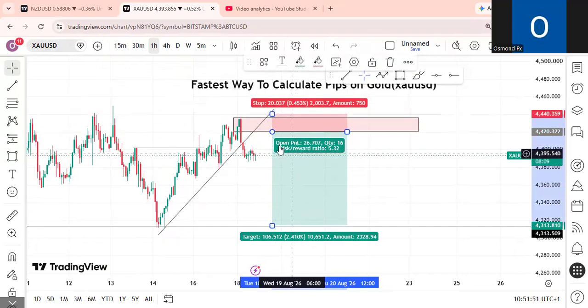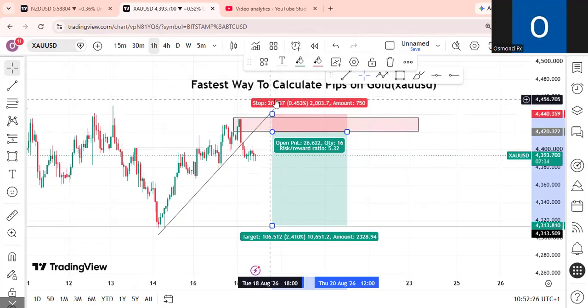Okay. Then looking at this area now, you can see this up area here. You can see this 20.037. Now, I told you guys to just avoid the decimal number, the 037. Just focus on the 20. So this 20, multiply it by 10. If you multiply that 20 by 10, it's going to give you 200 pips. So that means your stop loss here is going to be 200 pips.